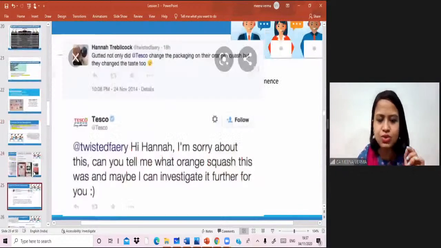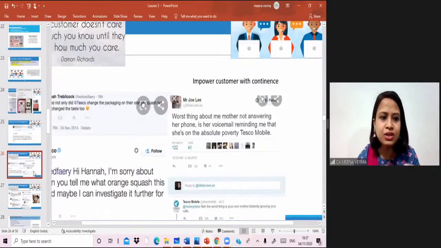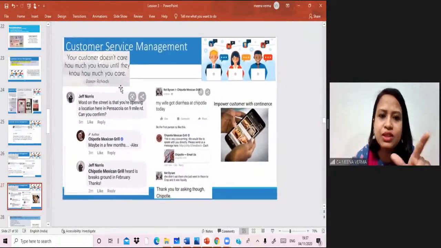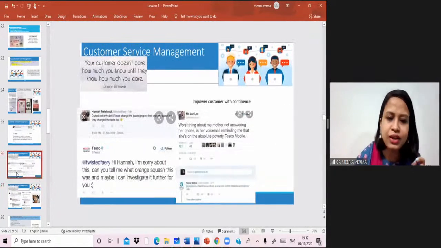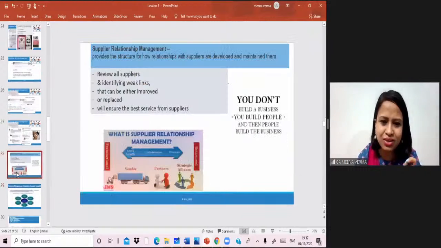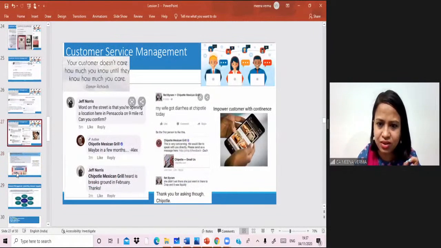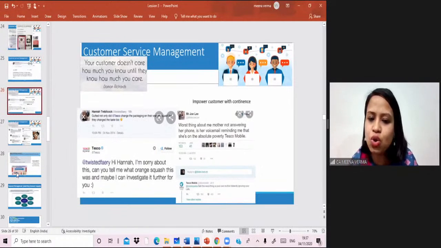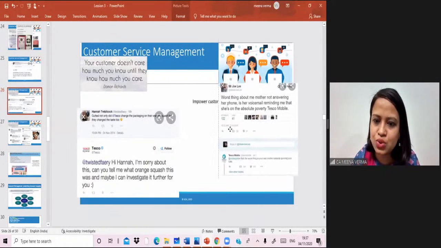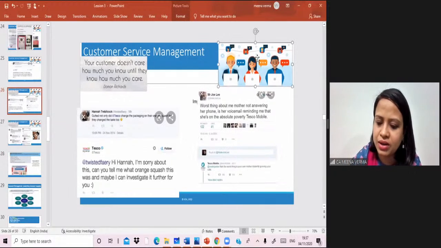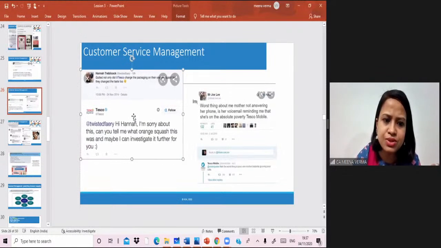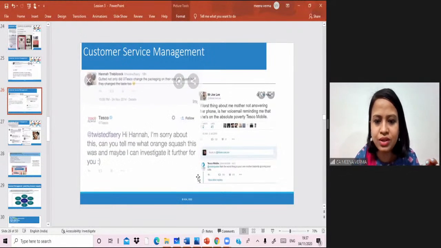Tesco is a US brand, and Chipotle, again a US brand. I will take this example many times. Chipotle, Tesco. If you write these two names, again, these are American, very famous brands. And how do they provide customer services?